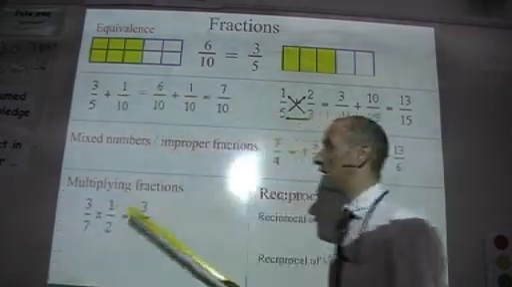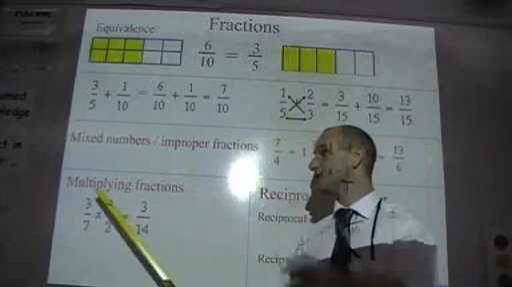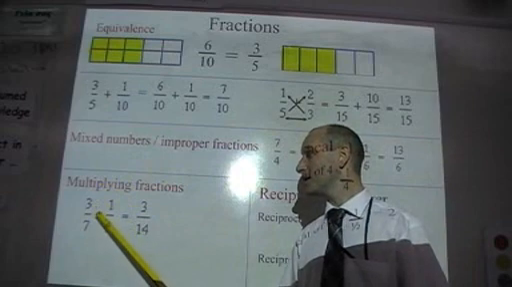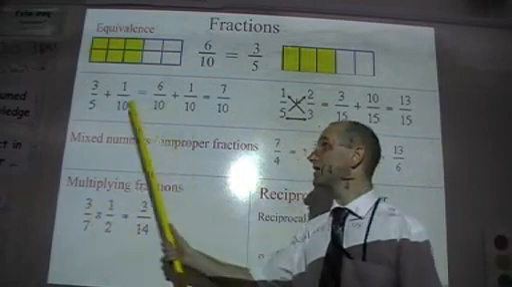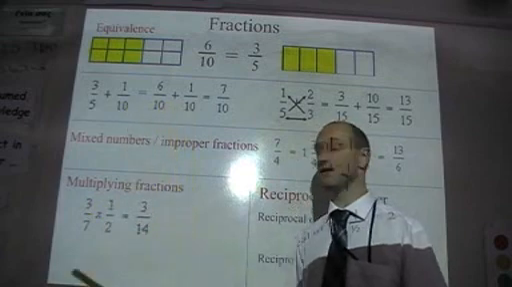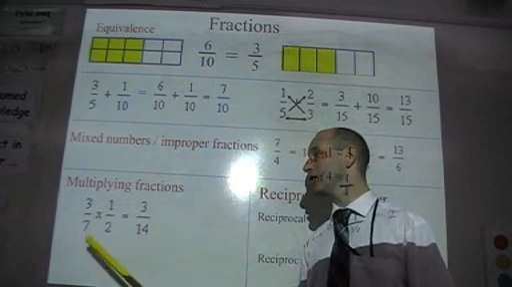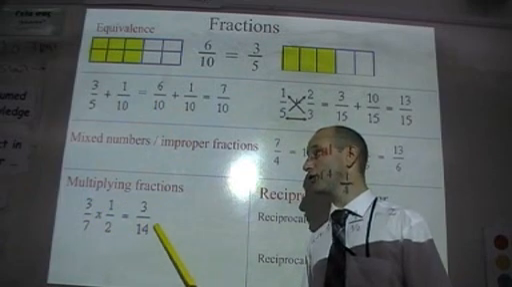Okay, looking now at multiplying fractions, these are really easy. When you multiply fractions together, all you have to do is just multiply. You don't have to change anything or worry about getting the denominators same or anything. You just multiply. 3 times 1 is 3, 7 times 2 is 14. So that's 3 over 14.